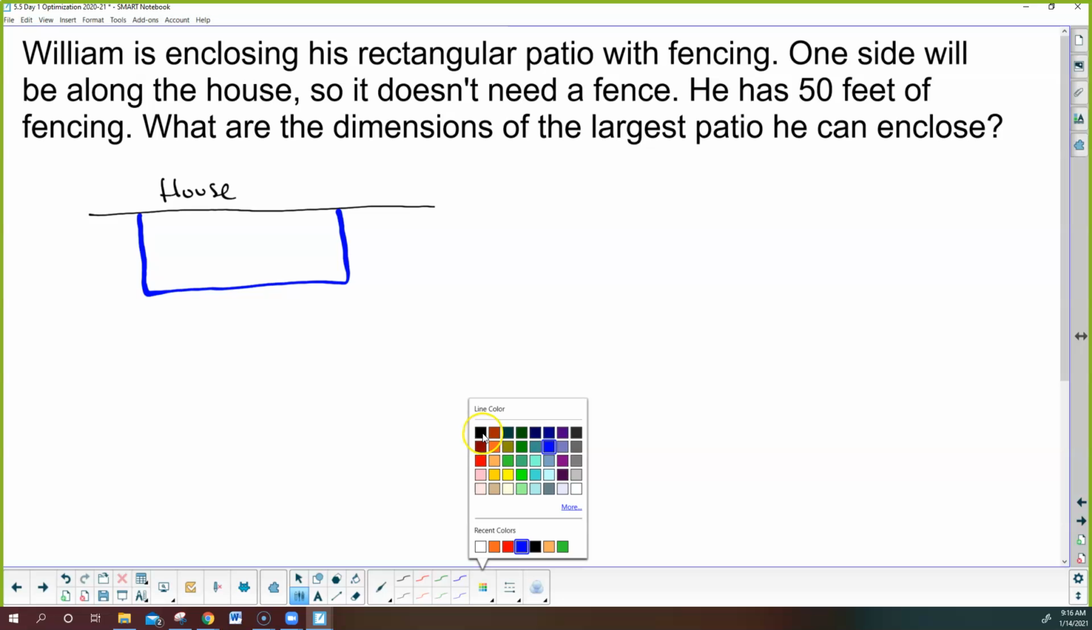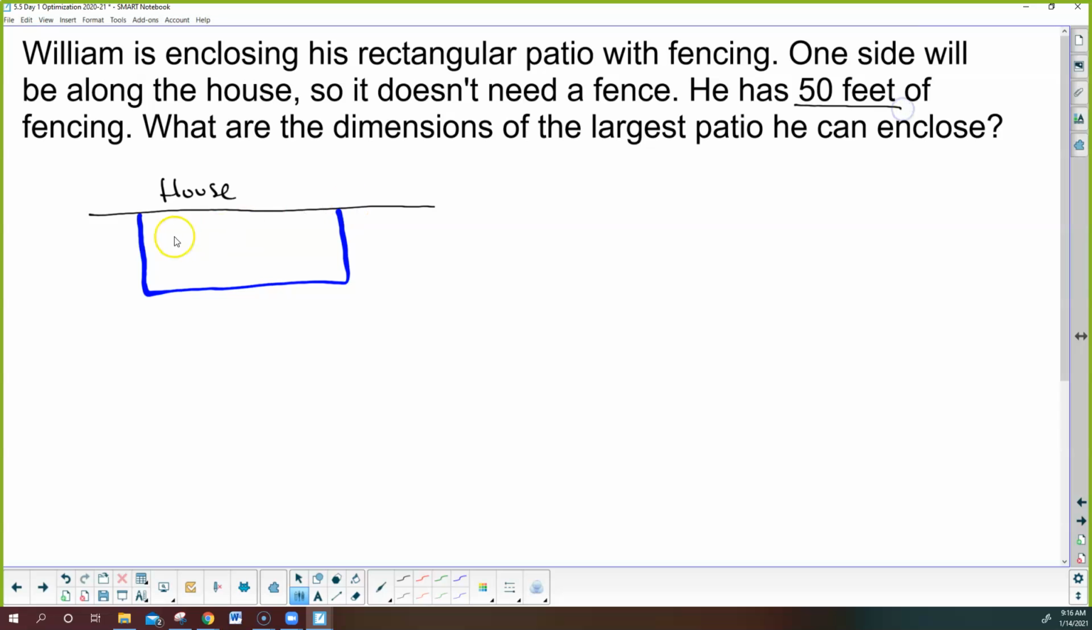Okay? On one side of the house, or one side is the house, so it doesn't need a fence. He has 50 feet of fencing total. So that's the part we're going to look at. If I have 50 total feet of fencing, well, that is referring to perimeter, right? So we know the perimeter is 50 feet. Now, they don't tell us what the measurements are, but we know that that's length and that's width, and this width, because it's a rectangle, is the same over here.